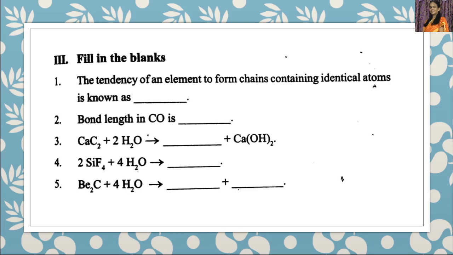C2H2. And next one, SiF4. When it undergoes hydrolysis, the products obtained are silicon oxide and HF. So HF and SiO2 are the products. So 4 HF and SiO2. Next one is beryllium carbide. Beryllium carbide is a methanide. So when beryllium carbide undergoes hydrolysis, the products obtained are beryllium hydroxide and methane. So Be(OH)2 plus methane CH4 are the products obtained in this reaction.